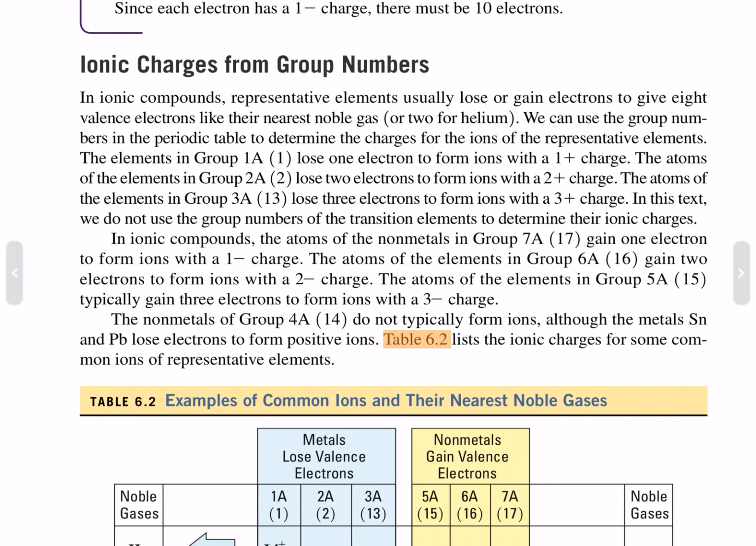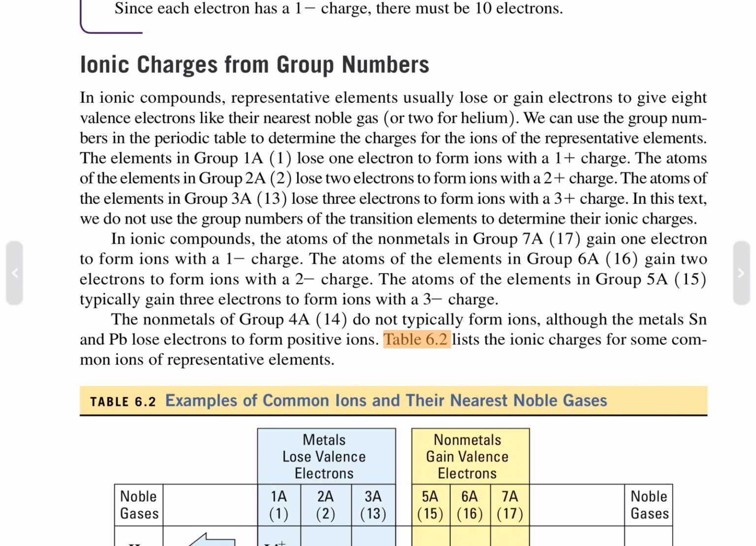The elements in group 1 lose 1 electron to form ions with a positive 1 charge. The atoms of elements of group 2A lose 2 electrons to form ions with a positive 2 charge. The atoms of the elements in group 3 lose 3 electrons to form ions with a positive 3 charge. In this text, we do not use the group numbers of the transition elements to determine their ionic charges.